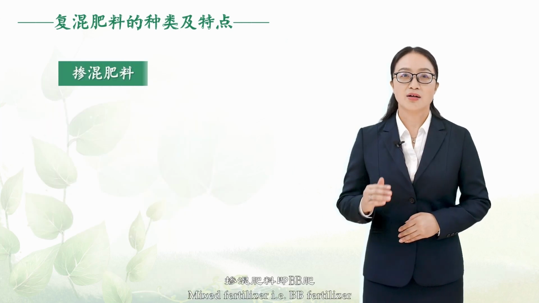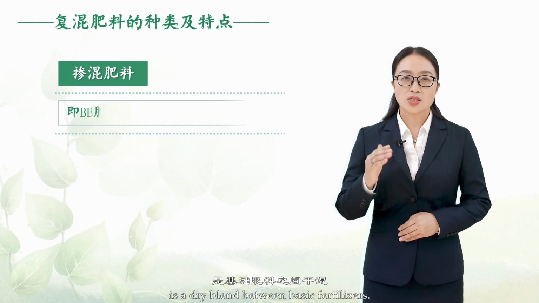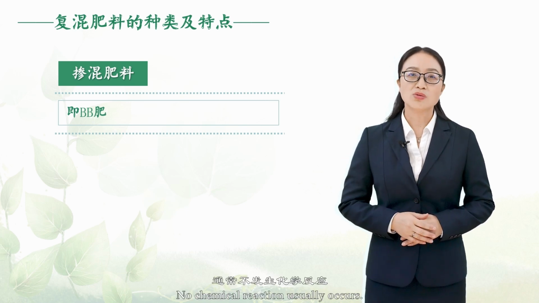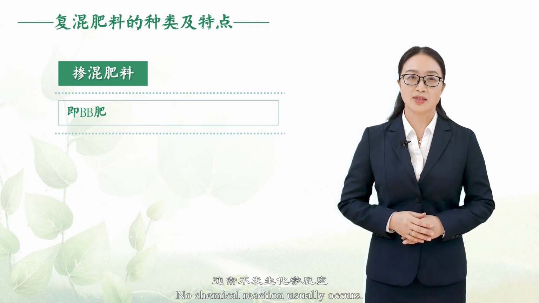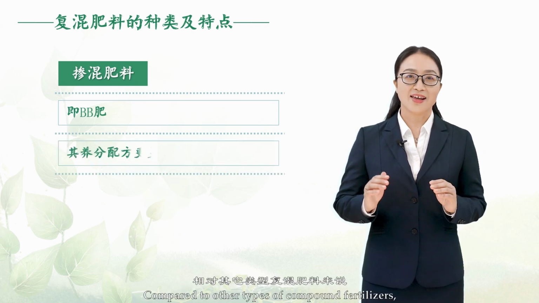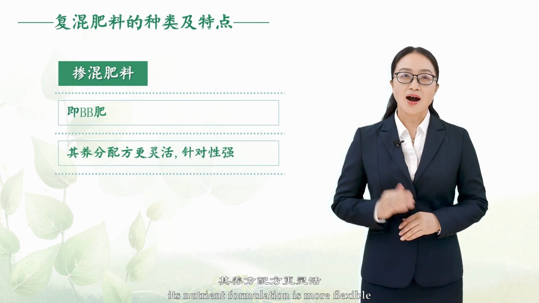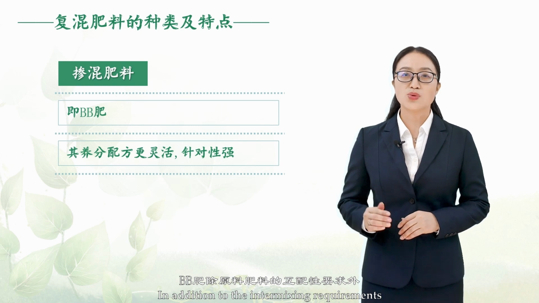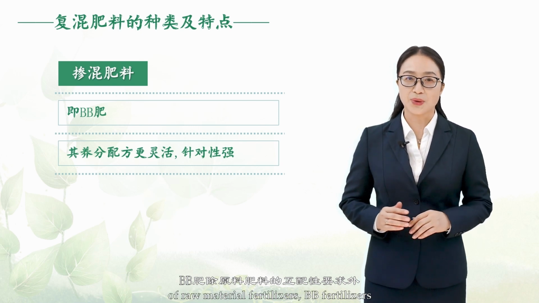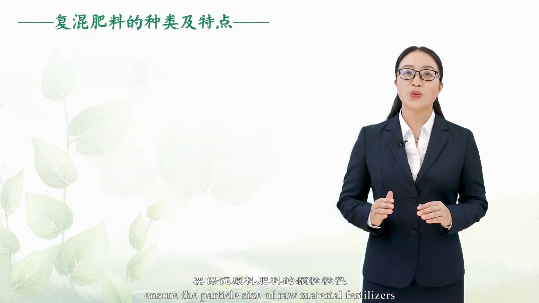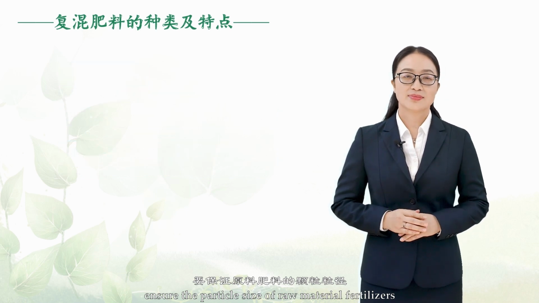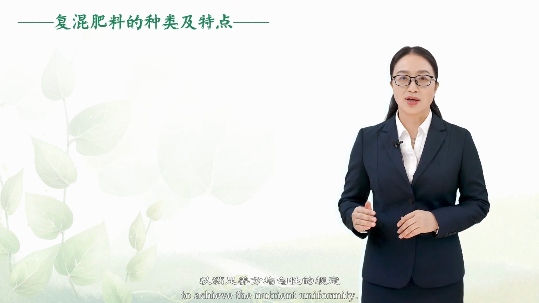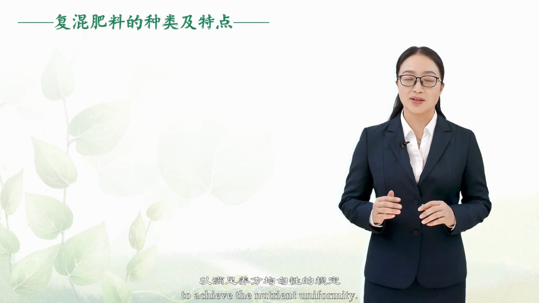Mixed fertilizer, for example BB fertilizer, is a dry blend of basic fertilizers. It is mixed and used simultaneously. No chemical reaction usually occurs. Compared to other types of compound fertilizers, its nutrient formulation is more flexible and more specific. In addition to the intermixing requirements of raw material fertilizers, BB fertilizers ensure that the particle size and density of raw material fertilizers are as consistent as possible to achieve nutrient uniformity.